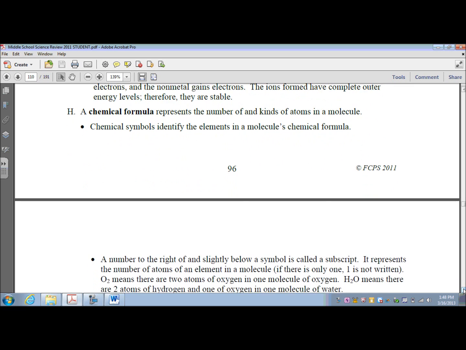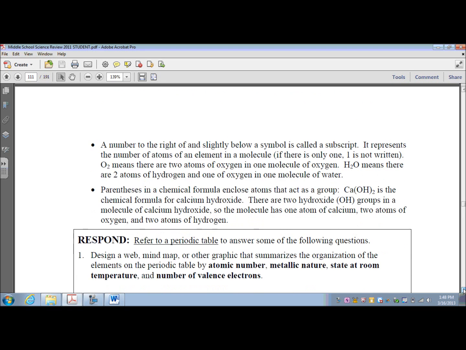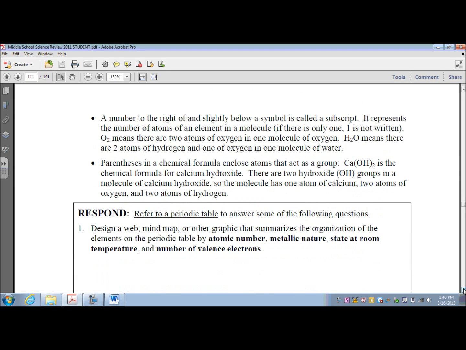Section H. A chemical formula represents the number and kind of atoms in a molecule. Chemical symbols identify the elements in a molecule's chemical formula. A number to the right of and slightly below a symbol is called a subscript. It represents the number of atoms of an element in a molecule. If there is only 1, 1 is not written.